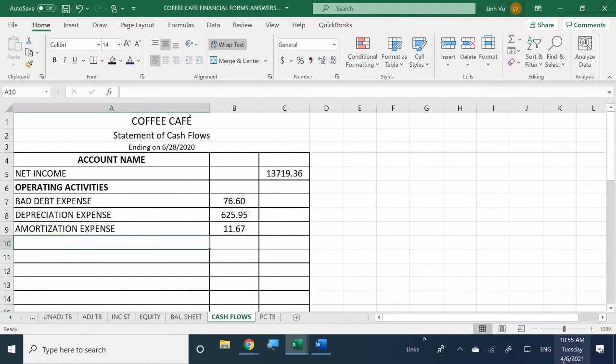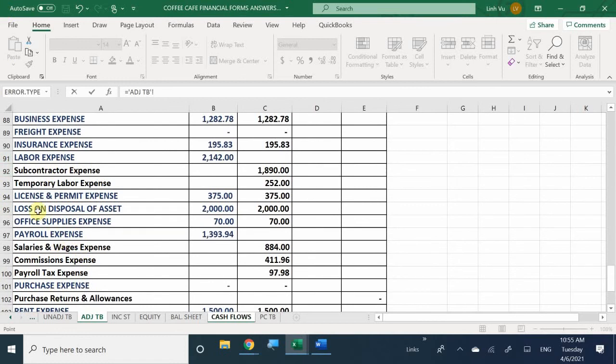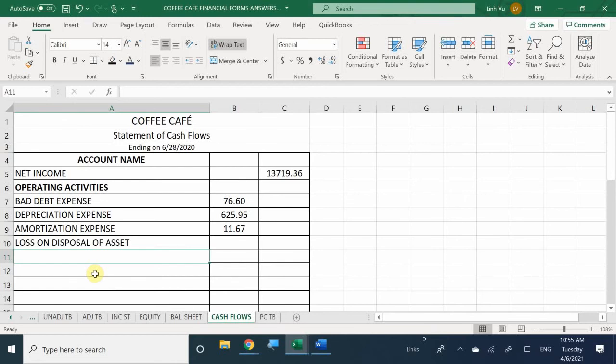One more thing we have to recognize is our loss. This is one of the things you have to pick out from your adjusted trial balance: the loss on disposal of asset. In this case, we lost $2,000 invisibly, because we paid $4,000 for furniture but sold it for $2,000. So technically, we lost $2,000 in thin air.